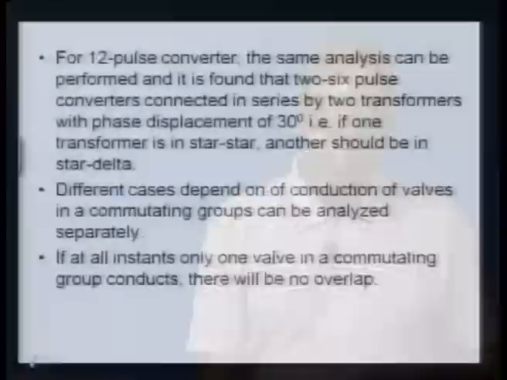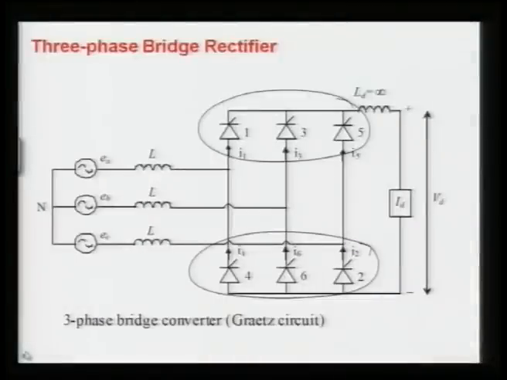If at any instant only one valve in a commutating group conducts, then there is no overlap. Here, only one valve is conducting at a time, either upper or lower. For example, 1 is conducting and 2 is conducting, and then after firing 3, 1 is suddenly off and 2, 3 are conducting, meaning there is no overlap. So it is the ideal case.